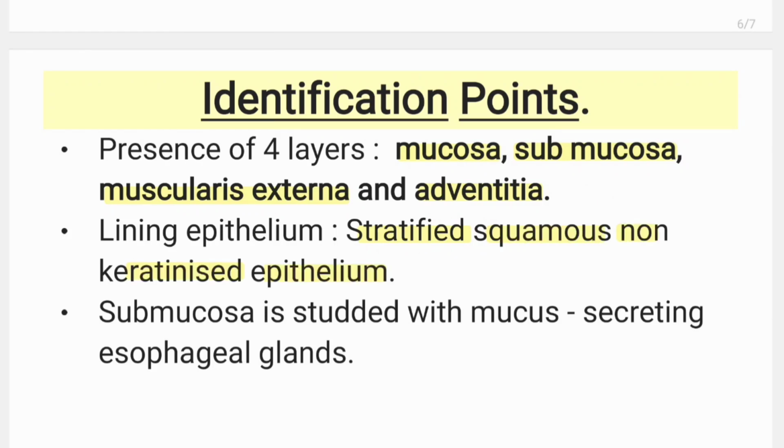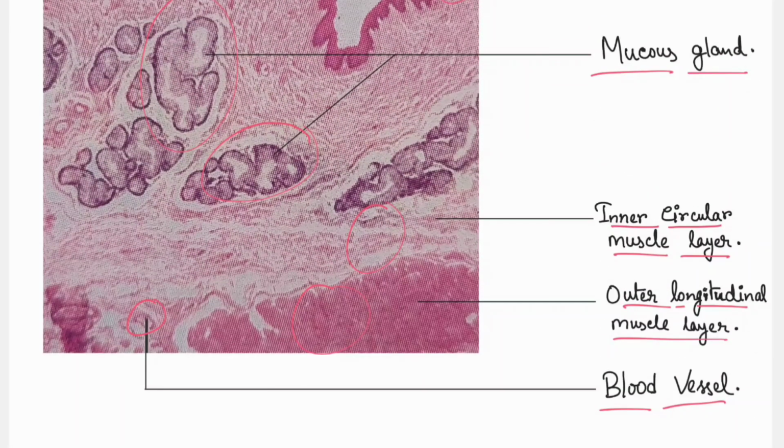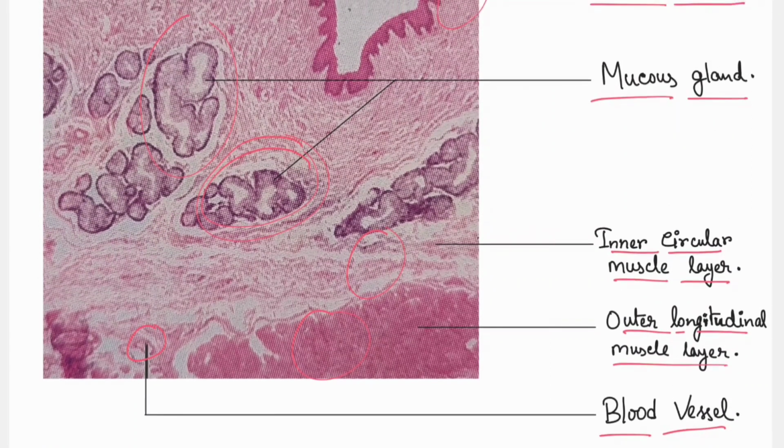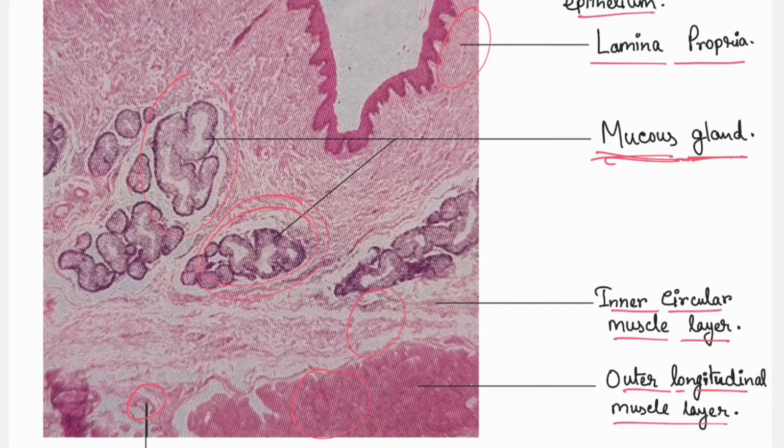Stratified squamous non-keratinized epithelium will be the lining epithelium for esophagus, and the submucosa will be embedded with mucus secreting esophageal glands. These are the mucus secreting esophageal glands. So the mucous glands are the identification features. On the basis of these glands, we can identify that this slide is of esophagus.